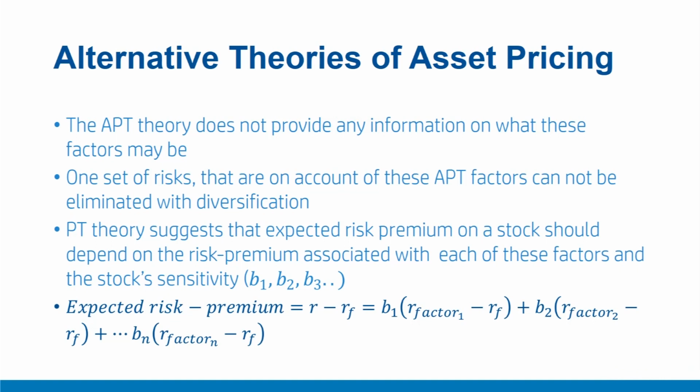The expected risk premium demanded on a stock is mostly affected by these systematic, broad market-wide and macroeconomic risk factors. APT theory suggests that expected risk premium on a stock should depend on the risk premium associated with each of these factors and stock sensitivities, that is beta 1, beta 2, beta 3 and so on, to these factors. Thus, the resulting formula for expected risk premium is: expected risk premium, R minus RF, equals B1 into (R factor 1 minus RF) plus B2 into (R factor 2 minus RF) plus Bn into (R factor n minus RF) and so on.